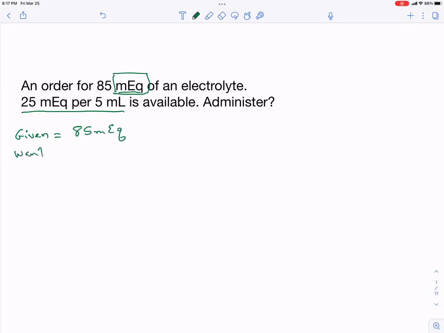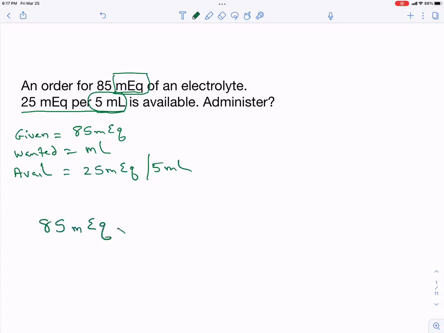Wanted, what is the wanted? Well, it only comes in a liquid, so my wanted is milliliters. And my unit path is I've got to get to milliliters. So what's available? Or what's on hand? It's 25 milliequivalents in 5 milliliters. So let's start our problem. One factor, we start with the order. 85 milliequivalents. You put that over 1, and my wanted is milliliter because that's how it comes.